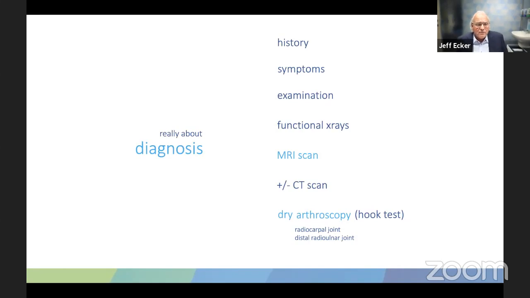Now, dry arthroscopy is something that Parco taught us in the radiocarpal joint and the midcarpal joint, and we just extended that into the distal radioulnar joint, and it really is an excellent technique in the distal radioulnar joint.